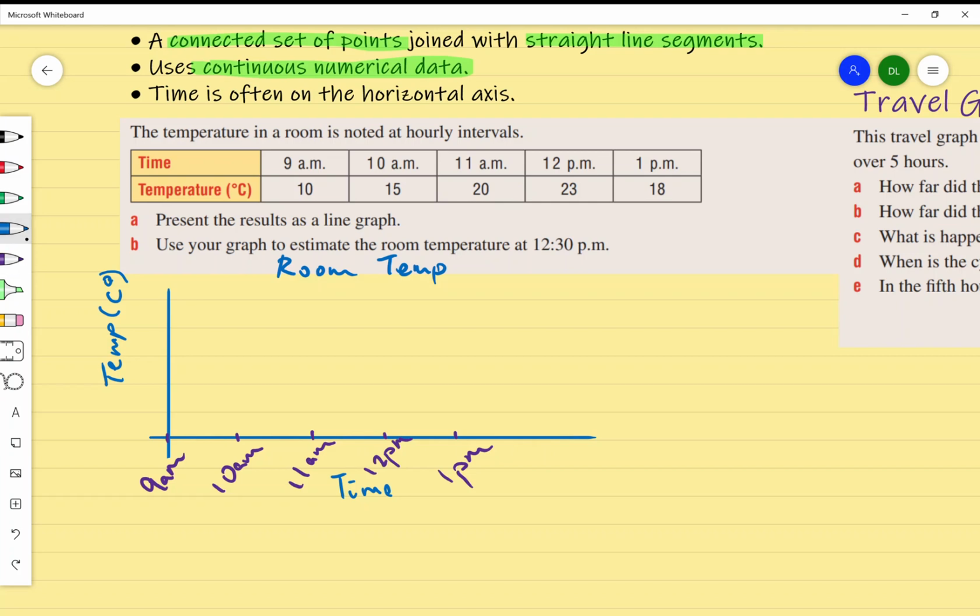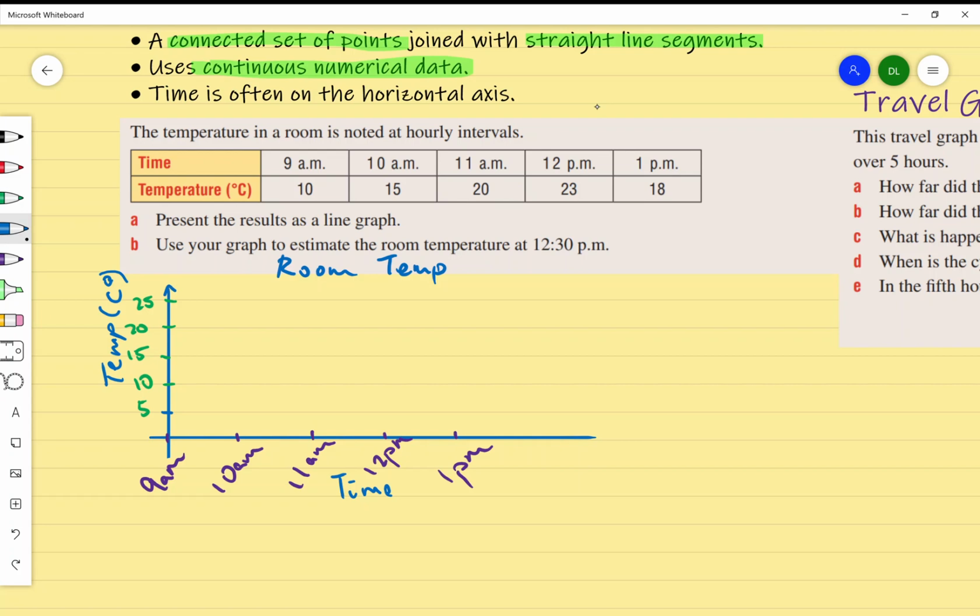I'm also going to label my temperature itself. Now I know that the highest number is 23, so I'm not going to go past 23 by much. I could go past it, but I'm not going to count to 153 because that's going to be a waste of time. So let's say that's 5. Let's use a different color. There we go. 5, 10, 15, 20, and finally 25. I don't need to go any further than that.